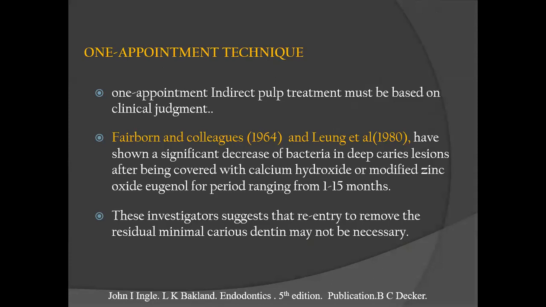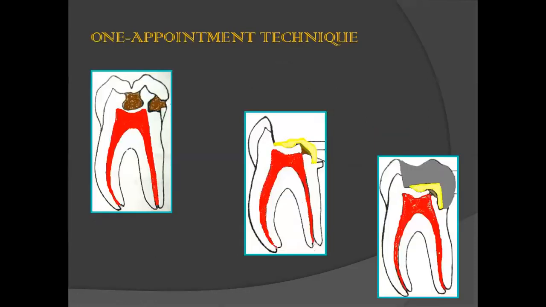Instead of placing the calcium hydroxide, giving a temporary restoration and asking the patient to come back, you are skipping that appointment and directly giving a permanent restoration and a coronal, full cover restoration. So that is single sitting indirect pulp capping, which you are doing in endodontics. Giving a sub base and restoration all comes under this. So in one appointment the caries is there, you prepare the cavity, place calcium hydroxide, and in that same appointment you place a restoration.